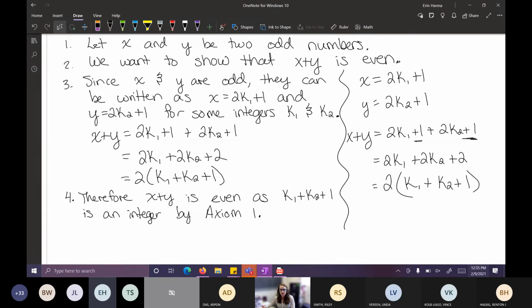Proofs like this, I may ask you to do from scratch. I may also give you that kind of weird setup where you just fill in the blanks. I haven't decided yet. But just know that it is possible that I will ask you to do these from scratch.